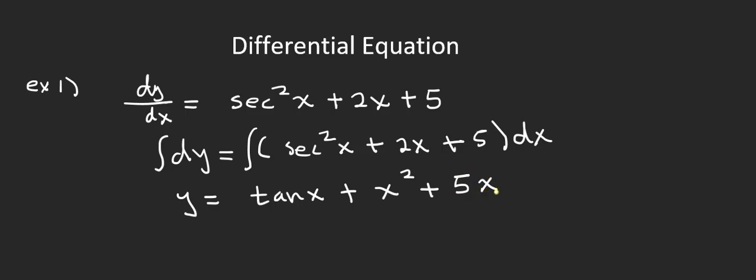And be careful, a lot of students forget to put plus c, where c is any real number. Now think about it. When you take the derivative of 9, it's going to be 0. When you take the derivative of negative 1.5, it's going to be 0. So c could be any real number.